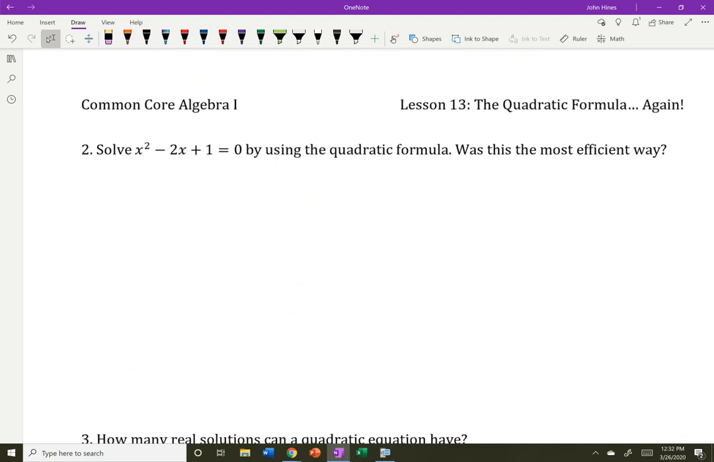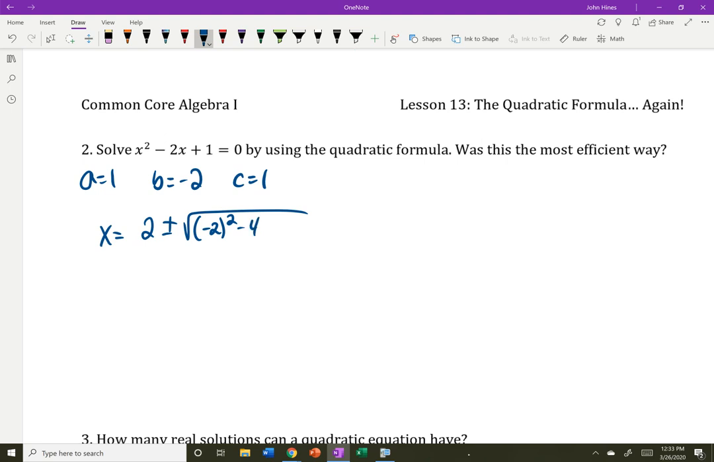All right, well, this isn't so bad. The quadratic formula is not awful. Solve this using the quadratic formula. Okay, a equals 1, b equals negative 2, and c equals 1. So x equals the opposite of b plus or minus the square root of b squared minus 4ac all over 2 times 1, which is 2.